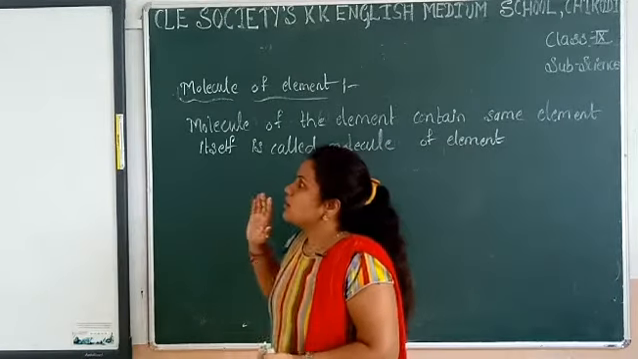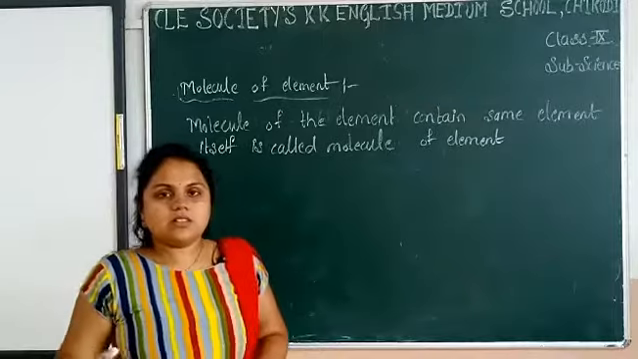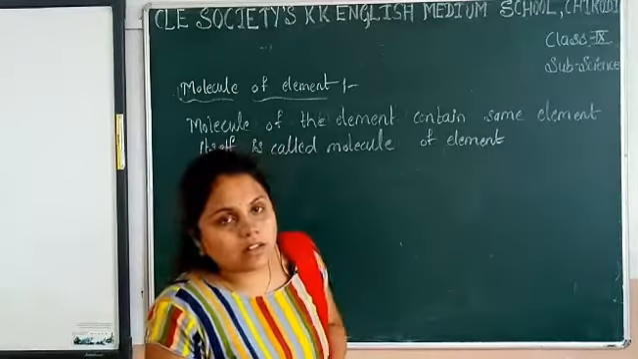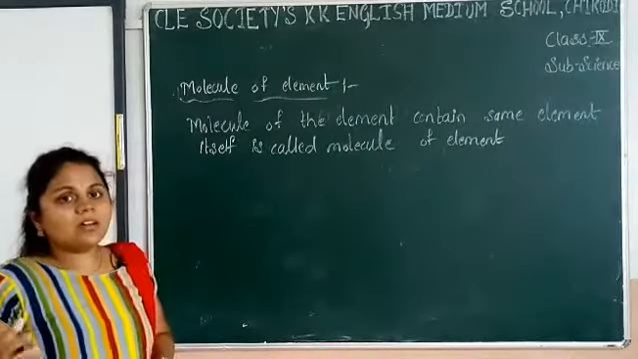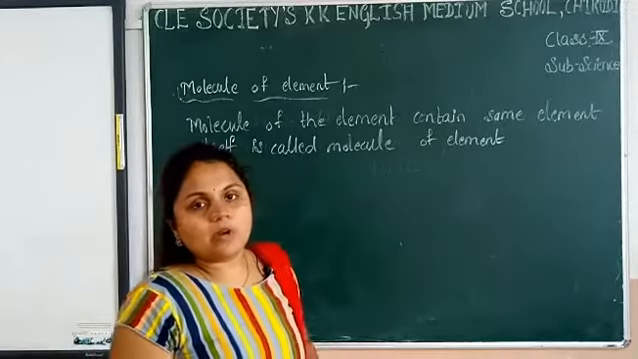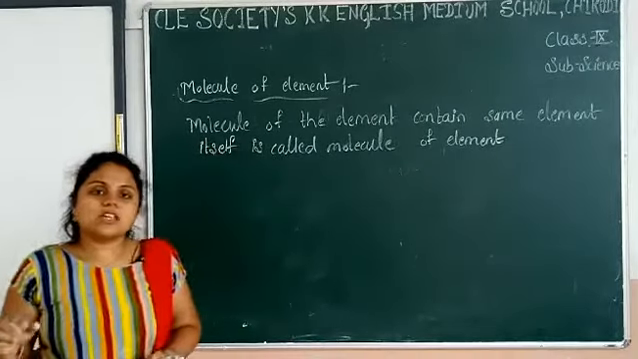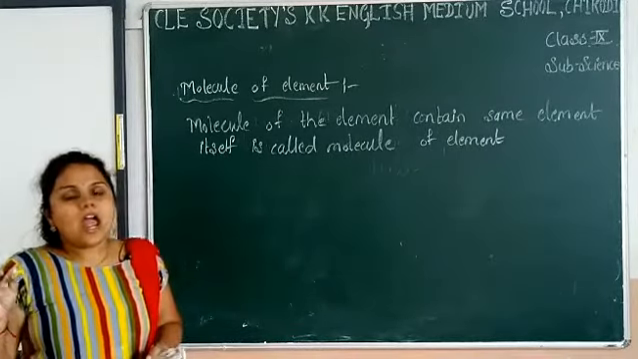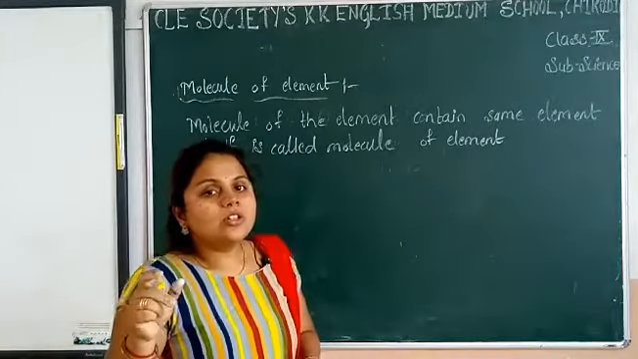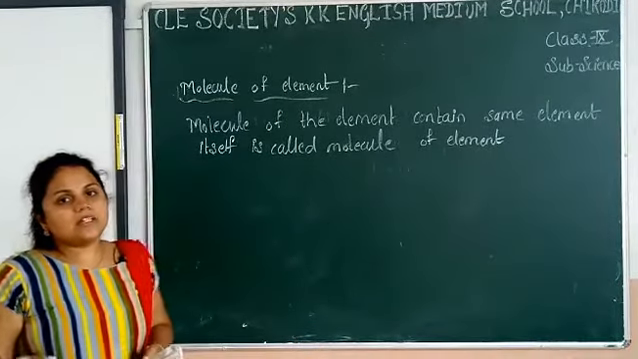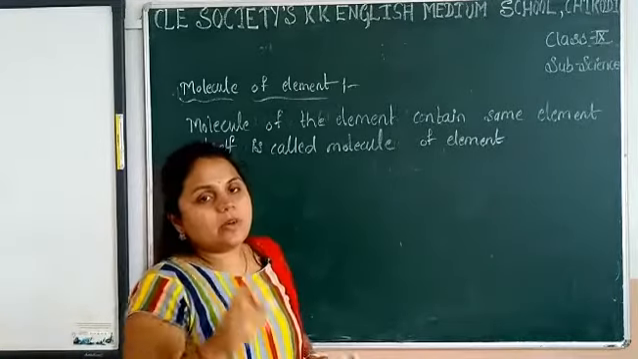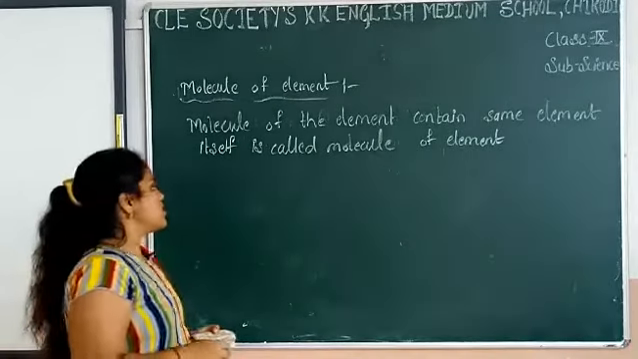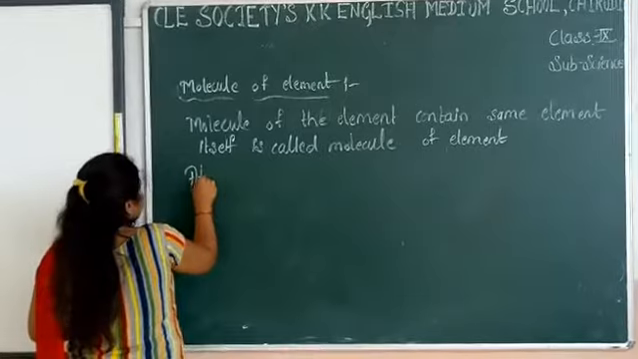Now, how are we going to represent or analyze this type of element, whether it is a diatomic molecule or a polyatomic molecule? Such examples we will learn through the concept of atomicity of elements. Through atomicity of elements, we will represent whether it is a monoatomic molecule, a diatomic molecule, or a polyatomic molecule. So the second concept is atomicity of element.